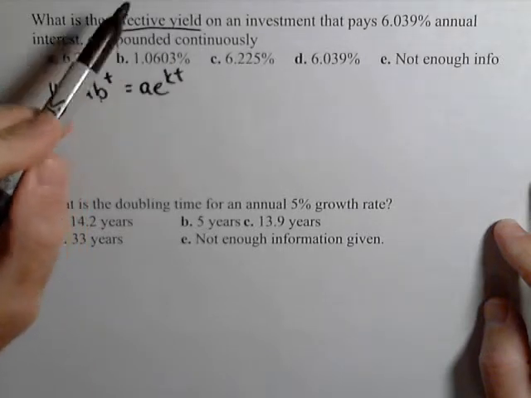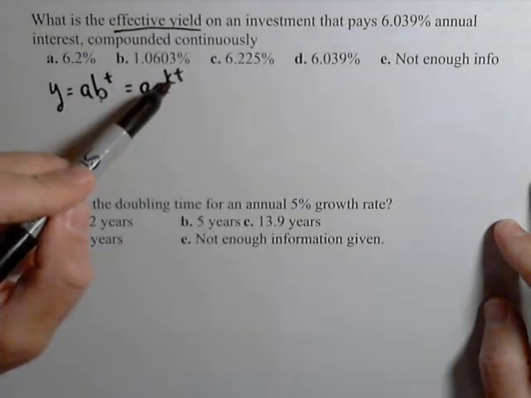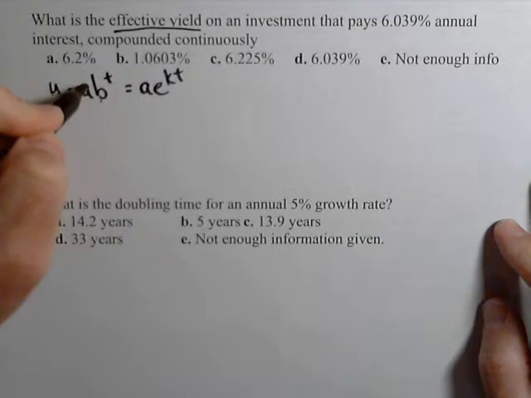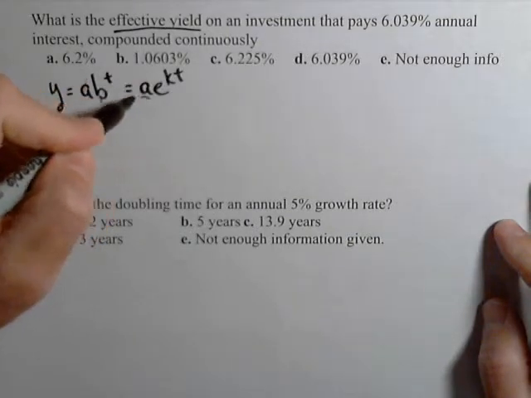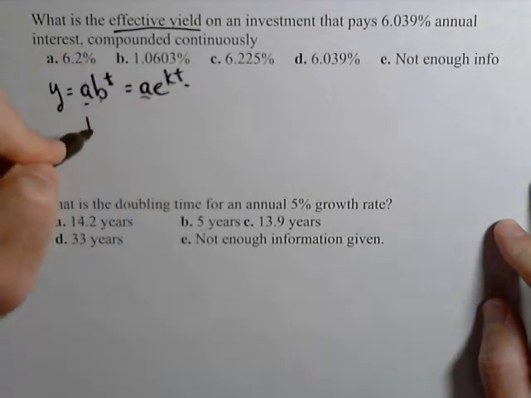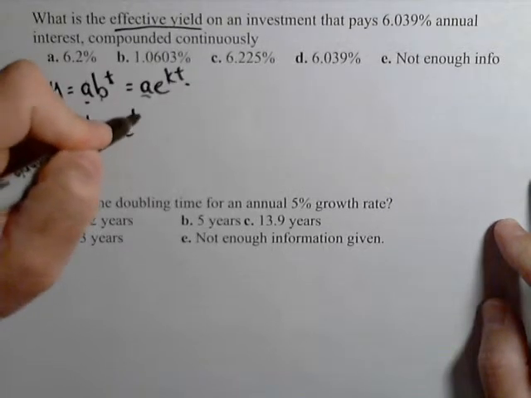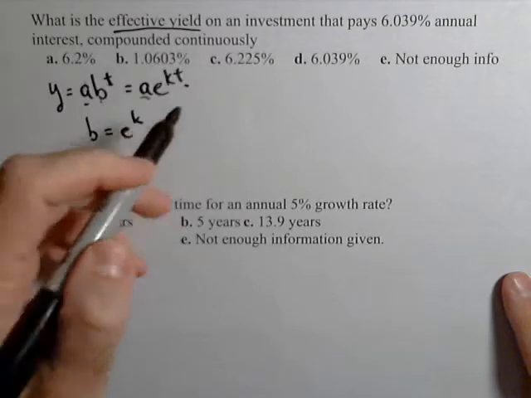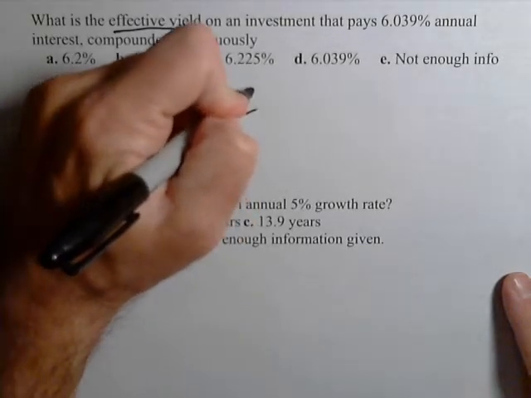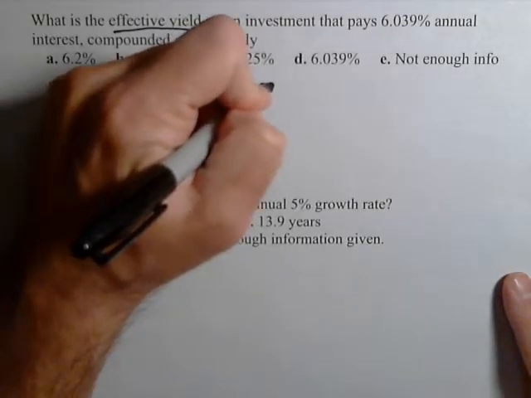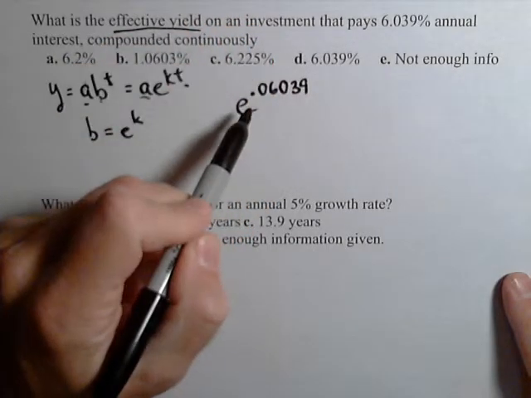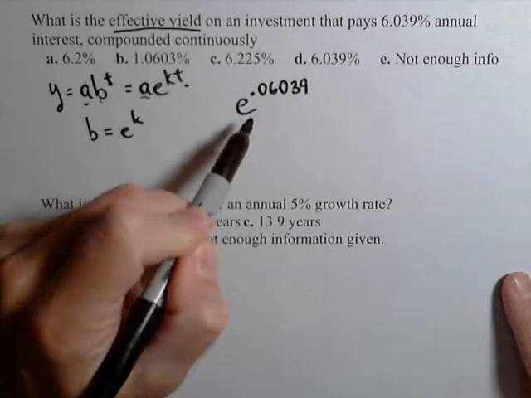This form is necessary especially for this problem because k is what we use when we have a continuous rate, which we do here. So the nice thing is the a's are the same and the t's are the same, so what we have is that b equals e to the k. So this e to the k is our base. So e to the point, don't forget to turn it into a decimal, 0.06039, that is our growth factor.